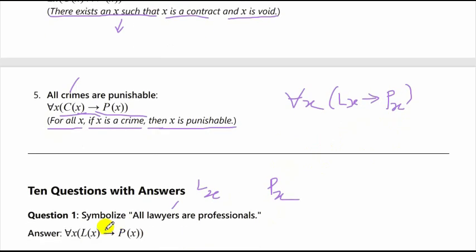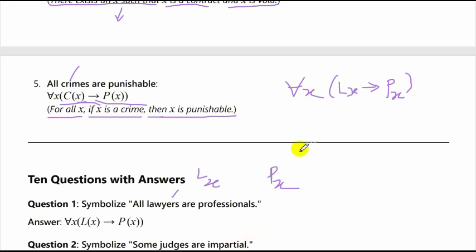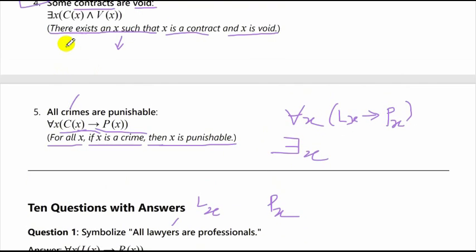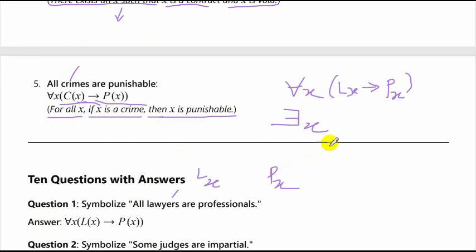So for all x, if x are lawyers, then x are professionals. Some judges are impartial. Some stands for the existential quantifier. This will be written as for some x, there exists an x such that, start with there exists an x such that, capital J for judge and I for impartial.